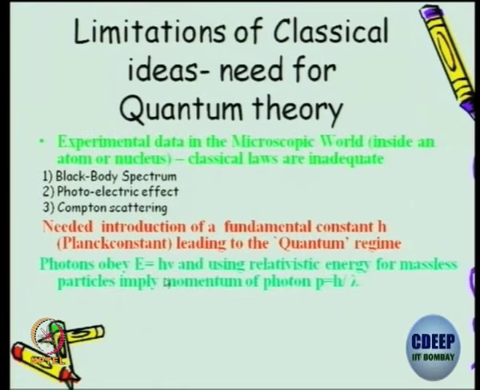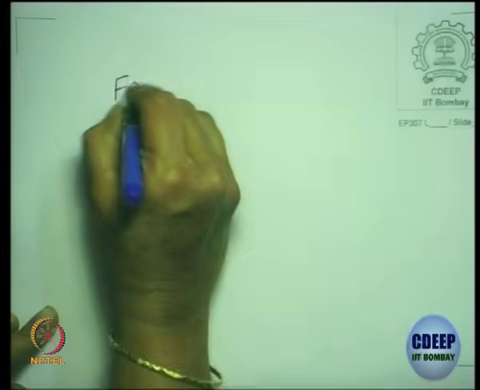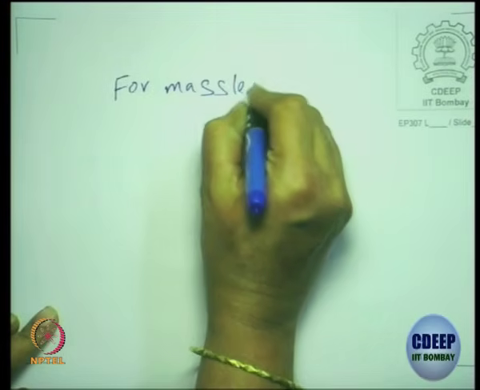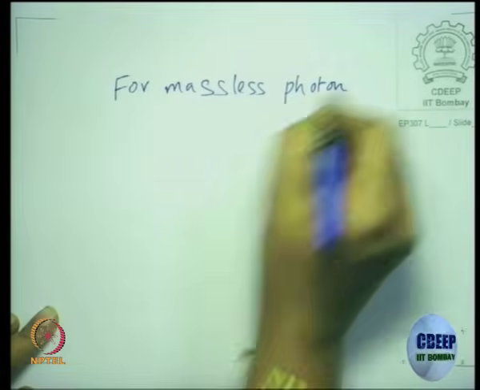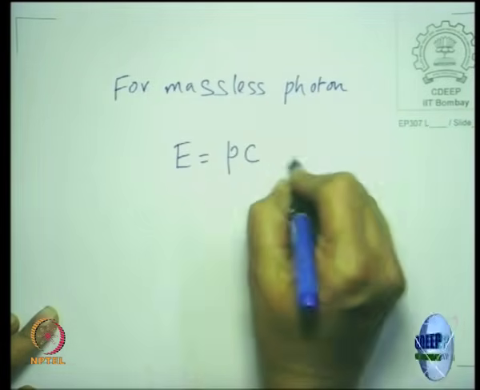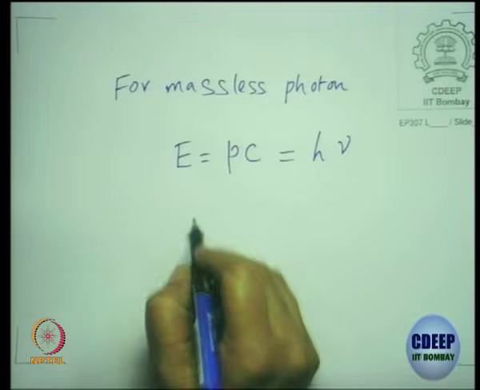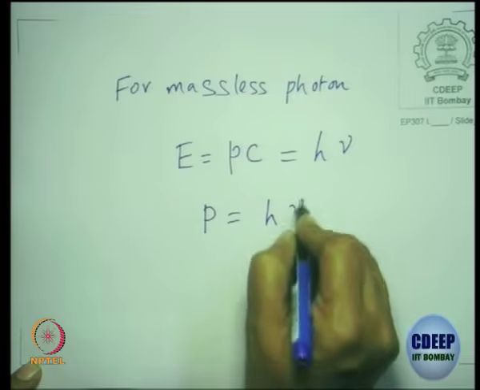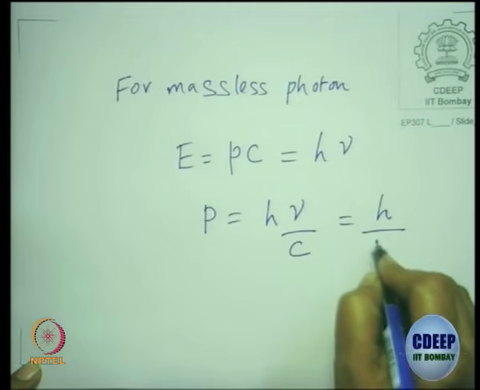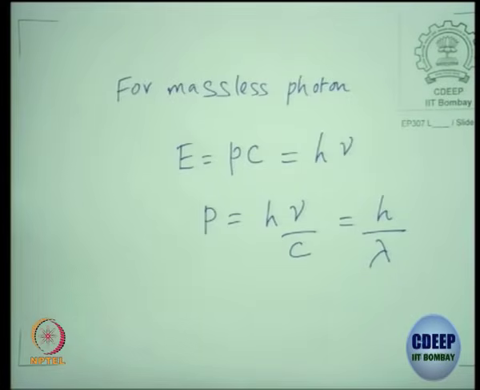E equal to Pc, and you can try and write the momentum of a photon to be h over lambda. Everybody is familiar with this, right? So, for a massless photon, E equal to Pc, which is h nu. Is it visible? And from here you can write P equal to h nu by c, which is h by lambda, right.